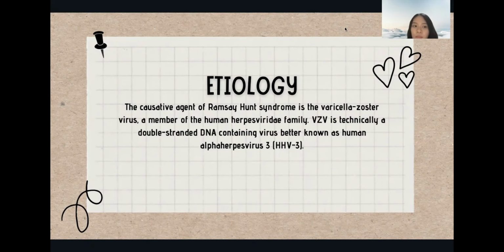Okay, so hello everyone. I will introduce myself first. My name is Joko Desi Dedi Pemayun with the last digits of 165, and now I will explain to you the etiology of Ramsay Hunt syndrome. So the causative agent of Ramsay Hunt syndrome is the varicella zoster virus, a member of the human herpesviridae family, and more specifically, together with herpes simplex virus 1 and 2, called HHV1 and HHV2, it is part of the alpha herpesvirinae subfamily. So varicella zoster virus is technically a double-stranded DNA virus, better known as human alpha herpesvirus 3 or HHV3.